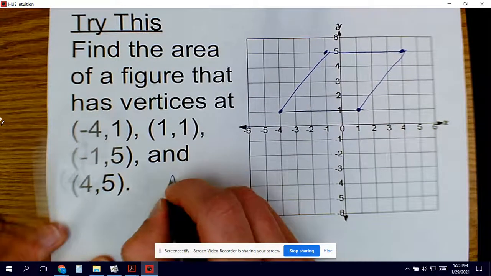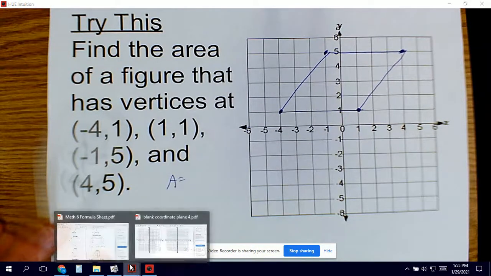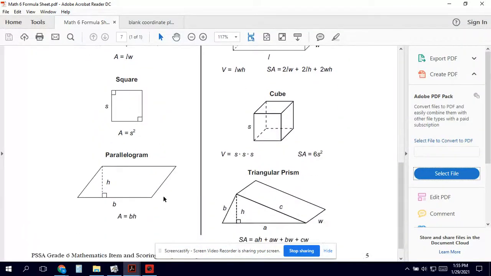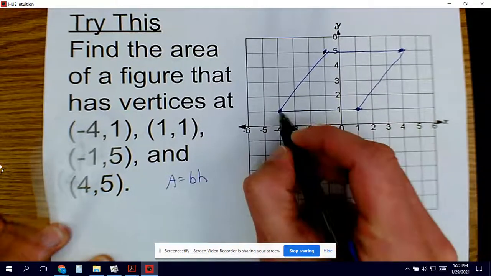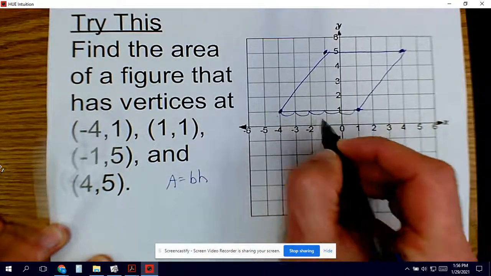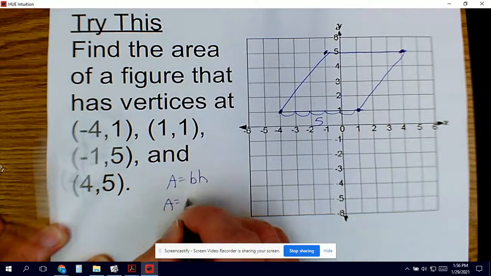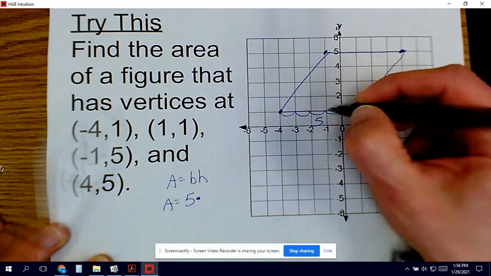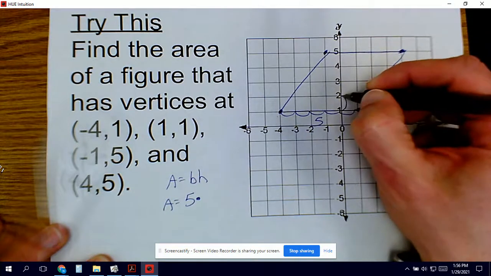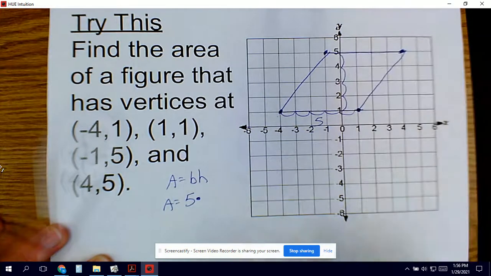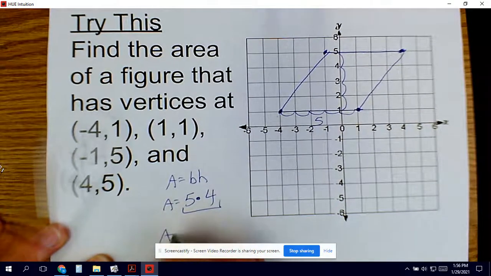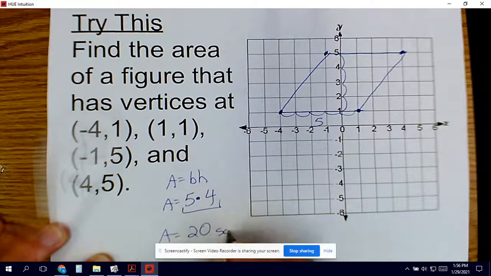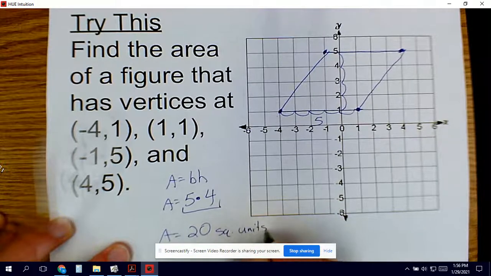Formula for area of a parallelogram from your formula sheet if you needed to look it up. Parallelogram down here on the bottom left corner. Area equals base times height. The base is across the bottom, 1, 2, 3, 4, 5, times the height would be then the distance up to the opposite side. 1, 2, 3, 4. Calculating our area, 5 times 4 gives us an area of 20 square units.